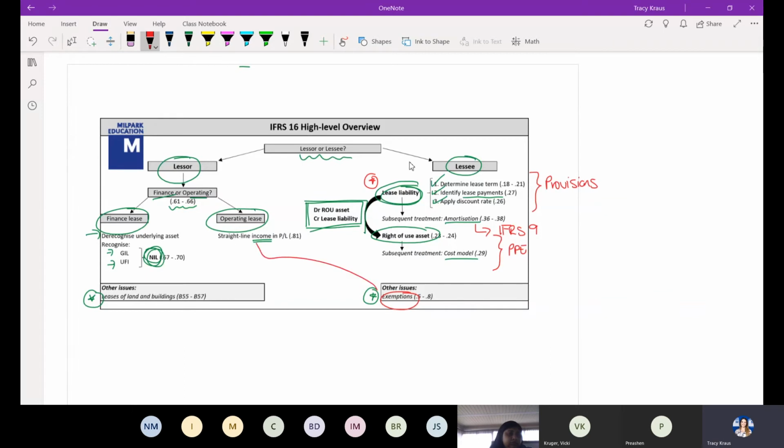Instead, what it does is something very similar to the operating lease treatment. They'll be straight lined in profit or loss over the lease term. And so it'll just have an impact in profit or loss rather than having an impact on the statement of financial position. So the only impact we'll have in the statement of financial position will be the effect of any straight lining that is necessary.